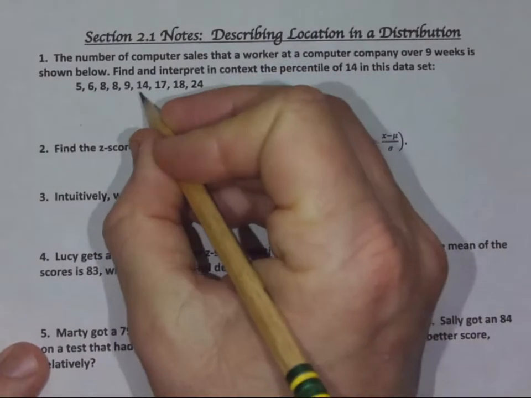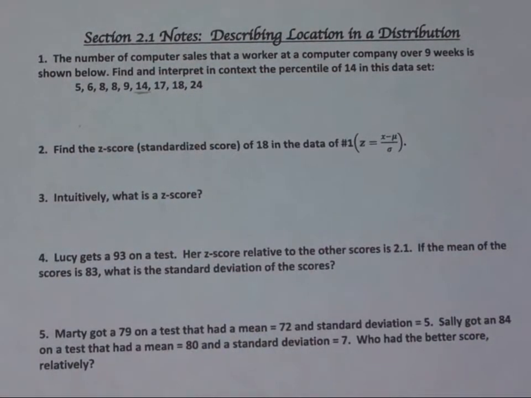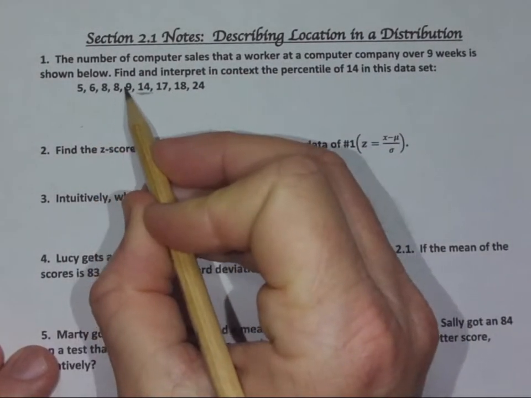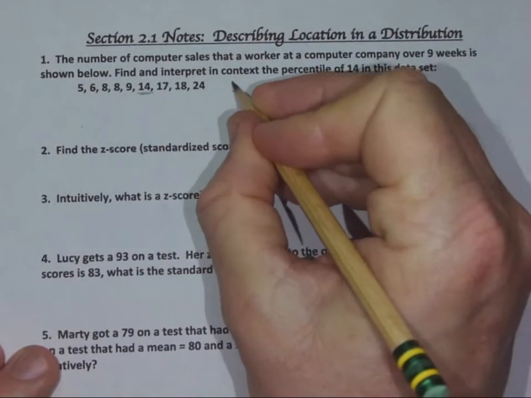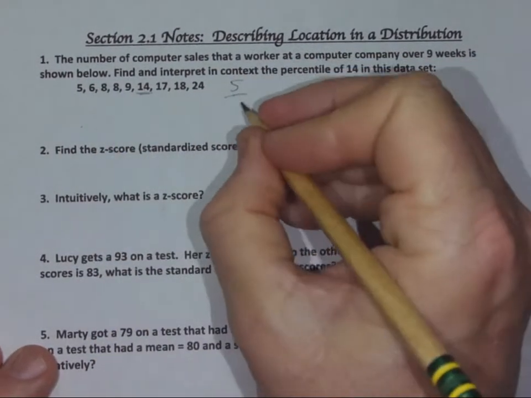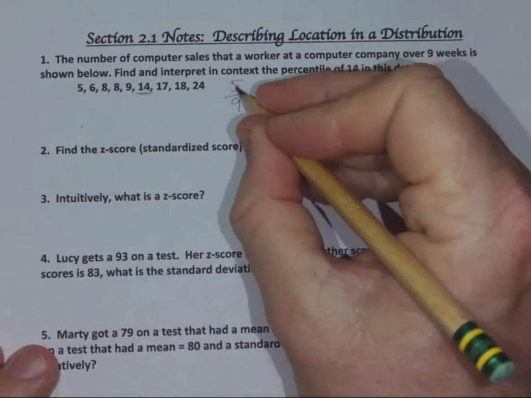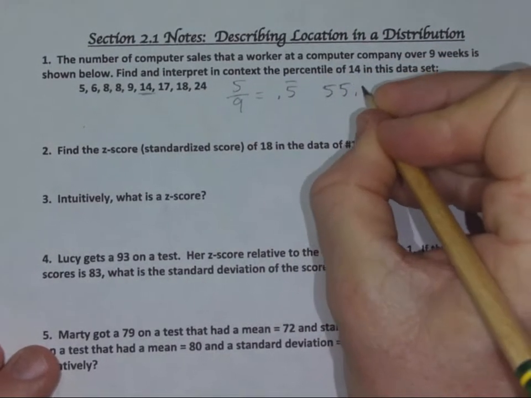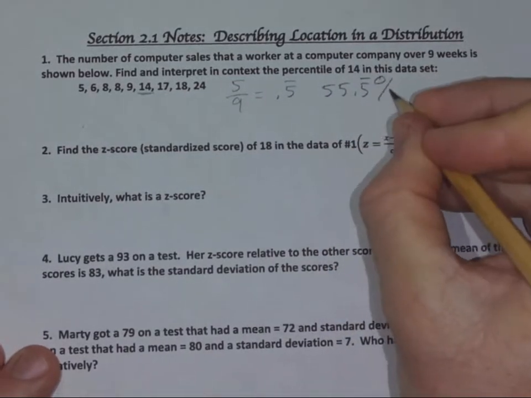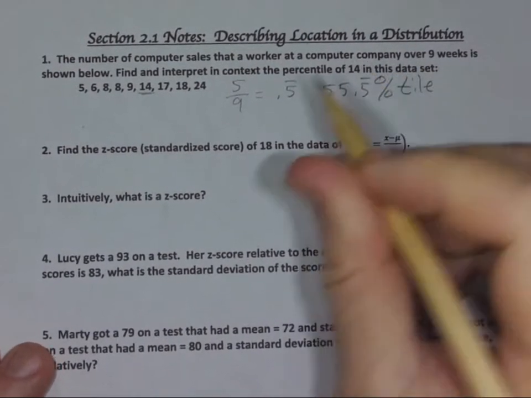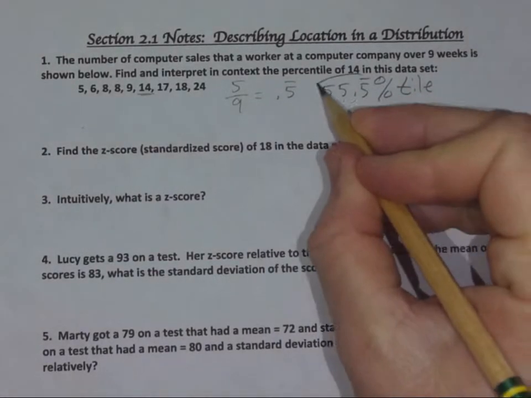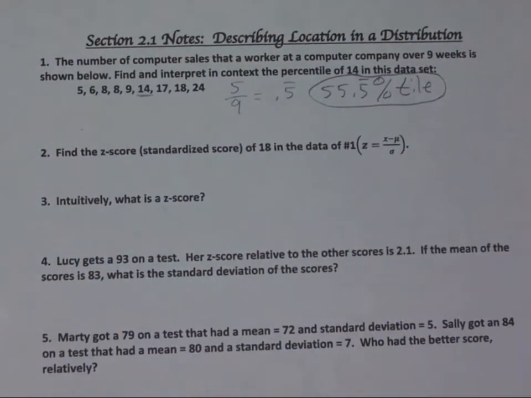The percentile is the percent of the data that is below our value. Well, we've got a total of 1, 2, 3, 4, 5 values below 14, out of a total of 9. So that would be 5 divided by 9, which is 0.5 repeating. So it is the 55.5 repeating percentile. 14 is larger than 55.5 repeating percent of the values, and that is how you find percentile. It's just the percent that are below it.